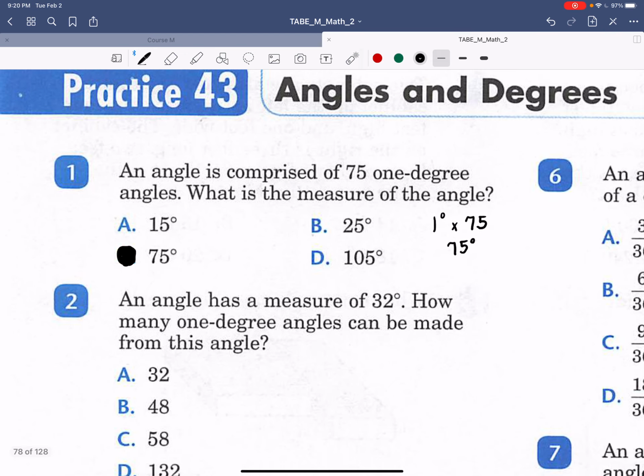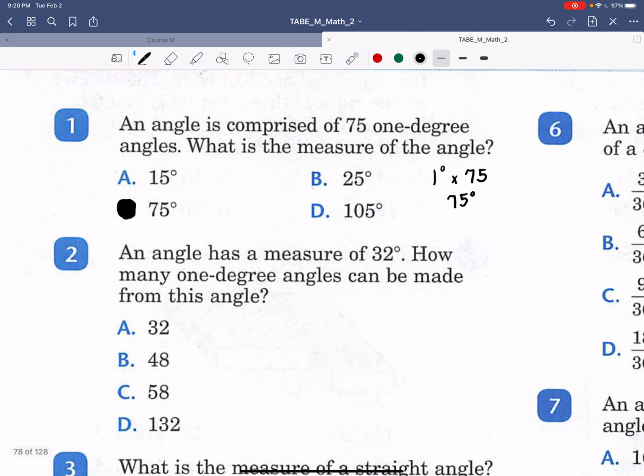Similarly, in number 2, I really don't understand the point, but maybe I'm just missing something here. An angle has a measure of 32 degrees. How many 1-degree angles can be made from this angle? Well, 32 degrees divided by 1 degree is 32 angles. So I would go with answer A.